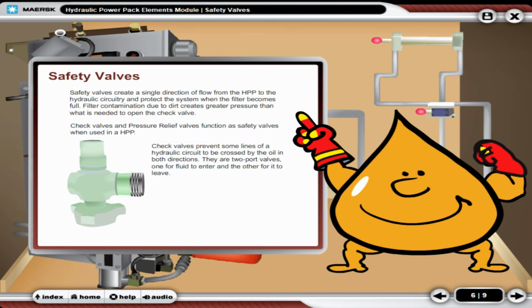Check valves prevent some lines of a hydraulic circuit to be crossed by the oil in both directions. They are two-port valves, meaning they have two openings in the body, one opening for fluid to enter and the other for it to leave. Relief valves, on the other hand, act as a part of the control system. These valves control the pressure in a system by allowing the pressurized fluid to flow from an auxiliary passage out of the system.